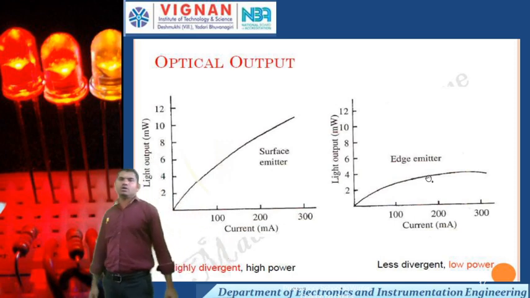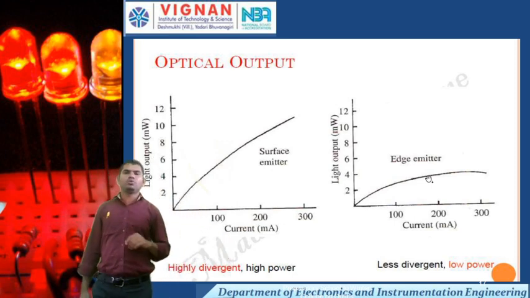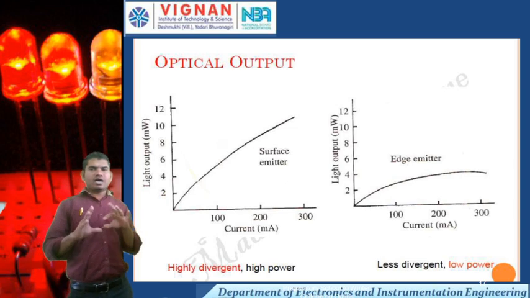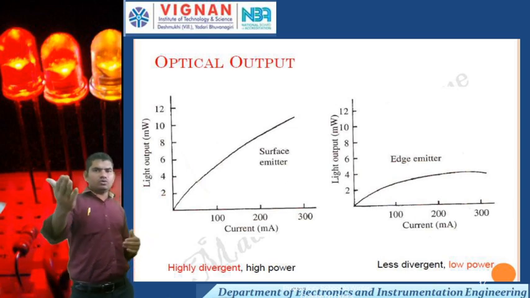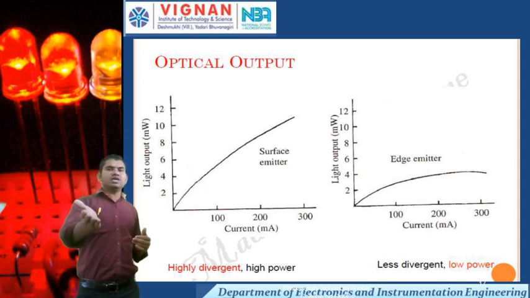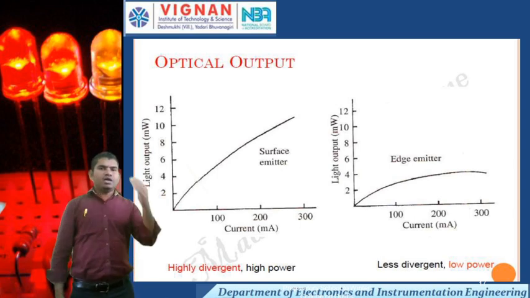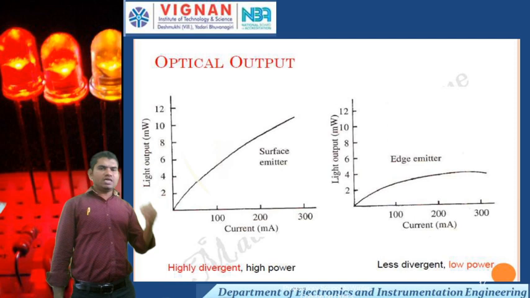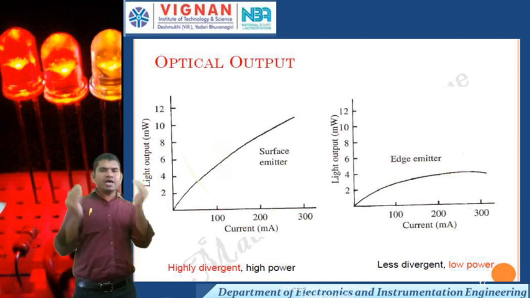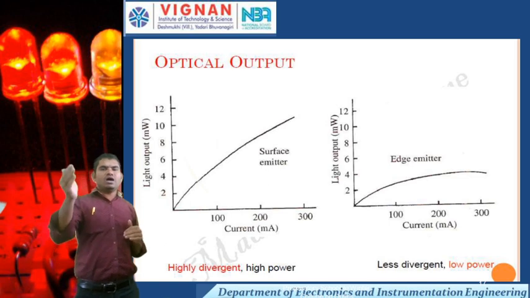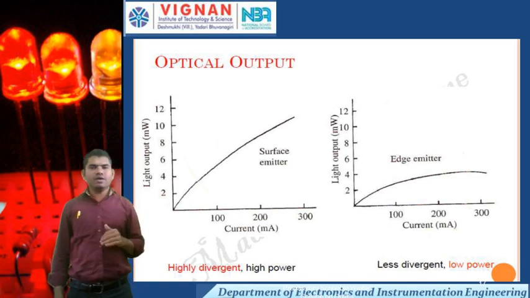The optical output means the LED output. Here is the current versus light output for the surface emitter LED and the edge emitter LED. We get a lower amount of output in the edge emitter, and a higher amount of output in the surface emitter.